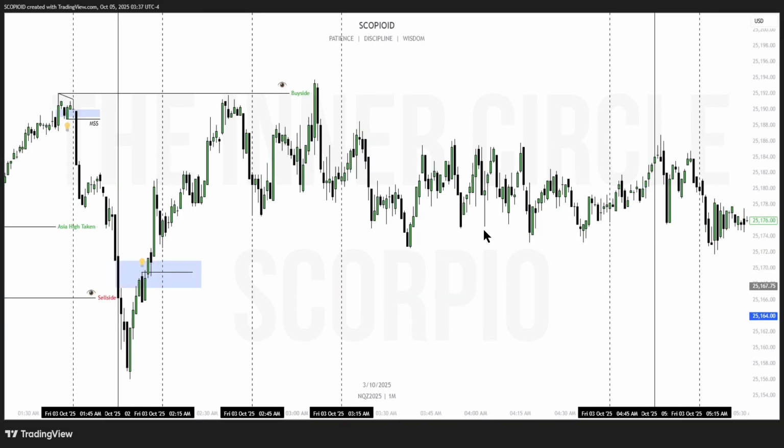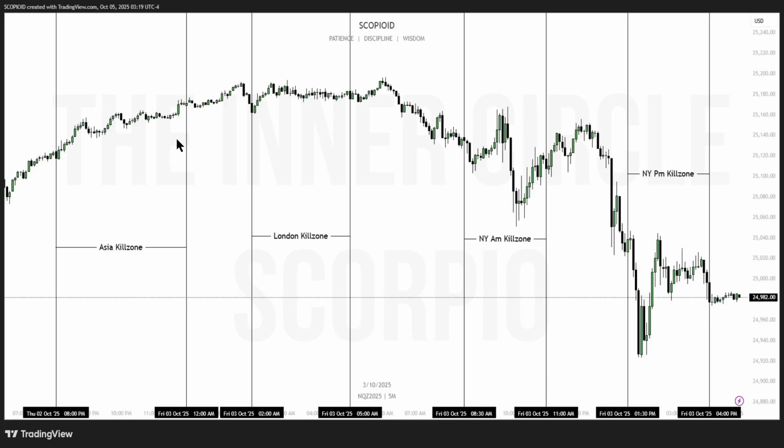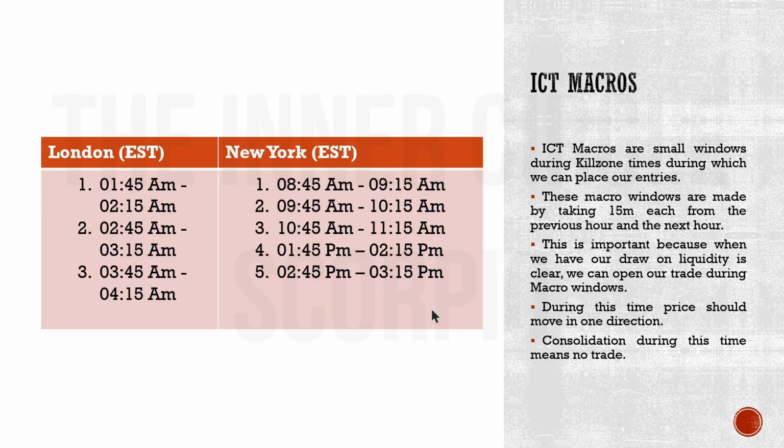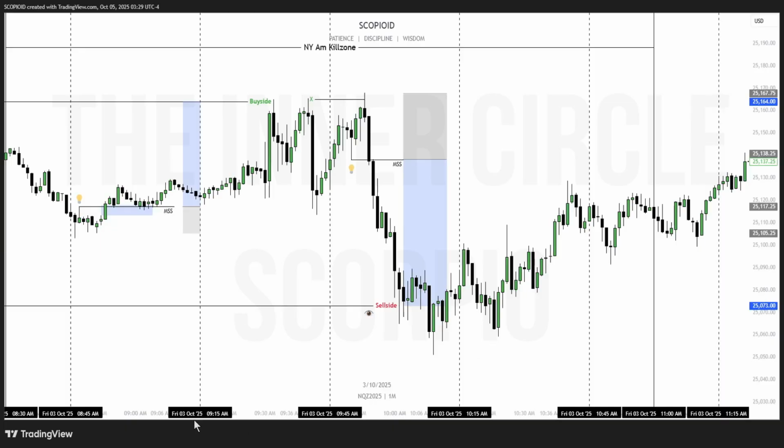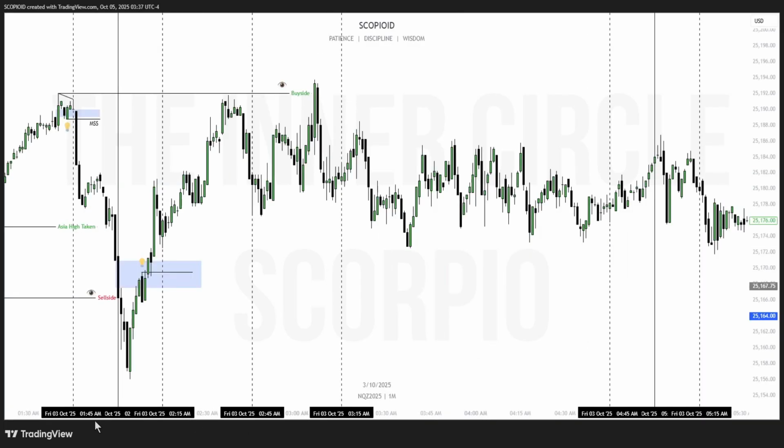Here we have London Killzone, which is the same example from here. This London at October 3rd. See, October 3rd. So Friday, October 3rd, 1:45 to 2:15, we saw that Asia high was taken already, but we haven't seen any reversal after that. But here we had a market structure shift.